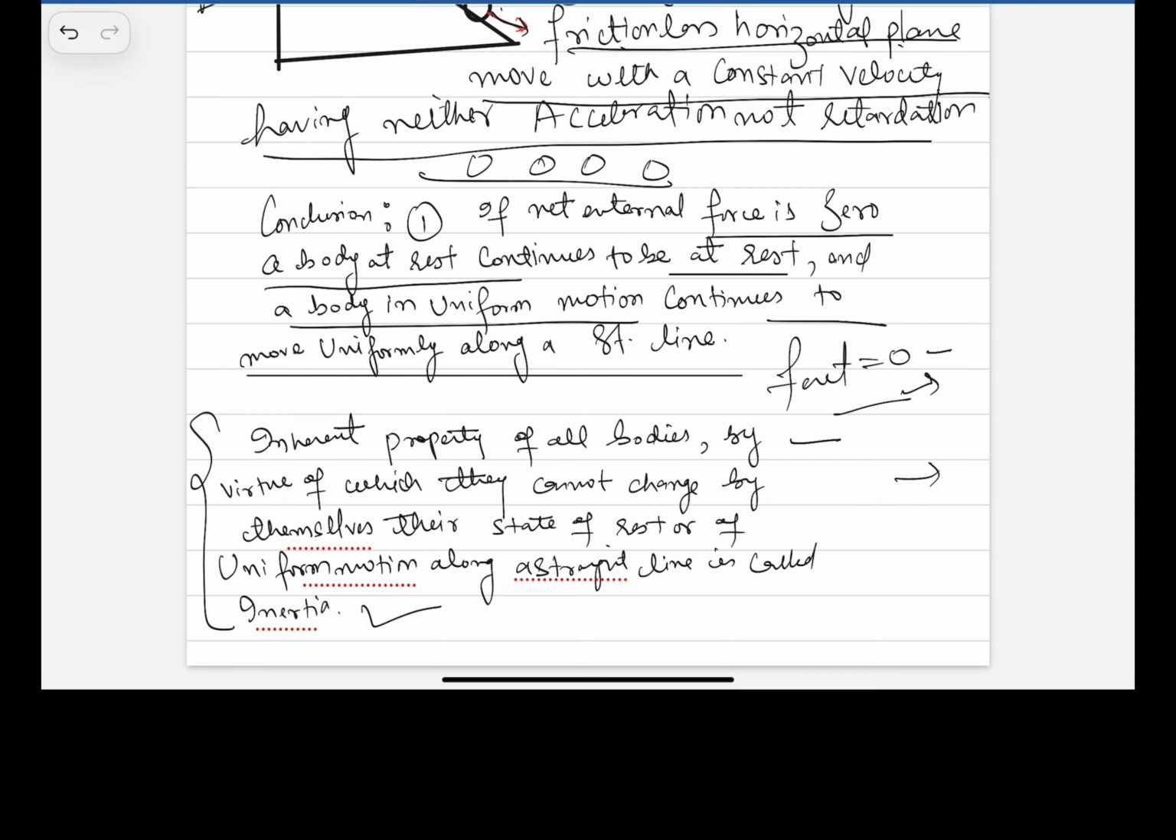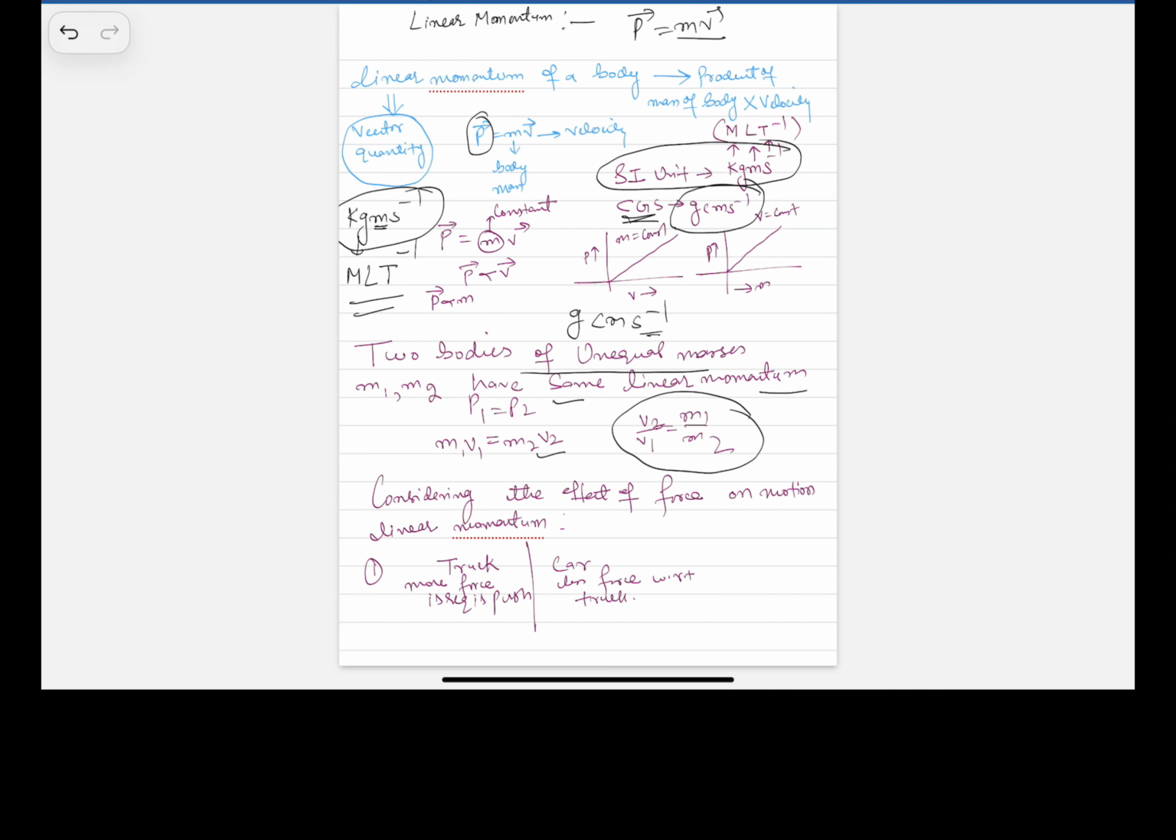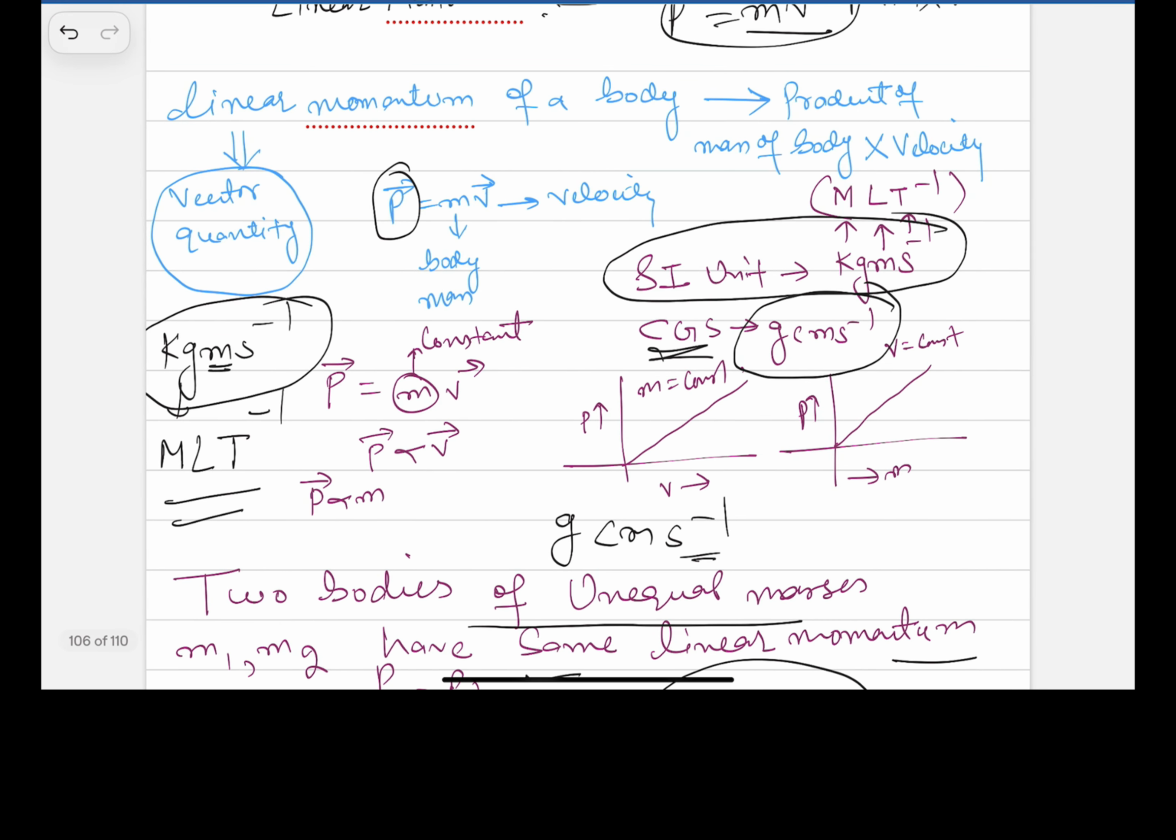So basically he observed this kind of thing with this experiment. Next we discuss linear momentum. What is linear momentum? The linear momentum of a body is defined as the product of mass and velocity, m into v, that we have seen in this formula. Linear momentum is also called a vector quantity. It has magnitude as well as direction.